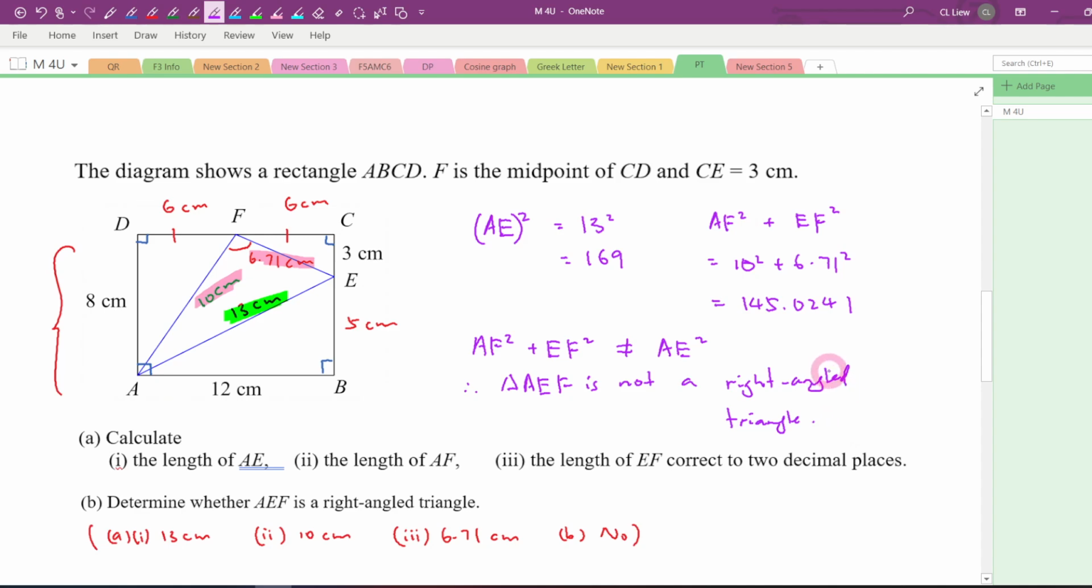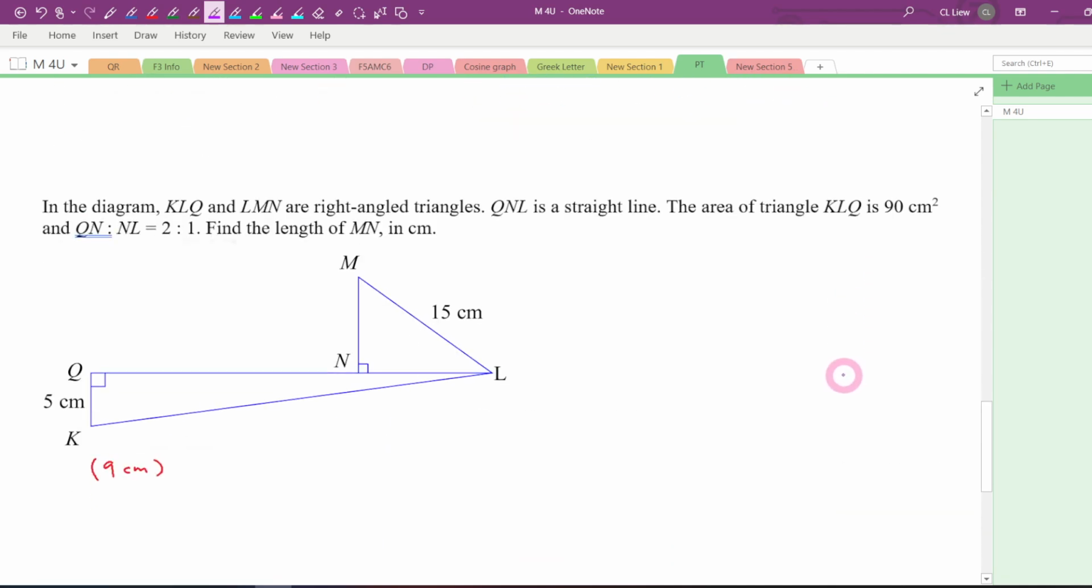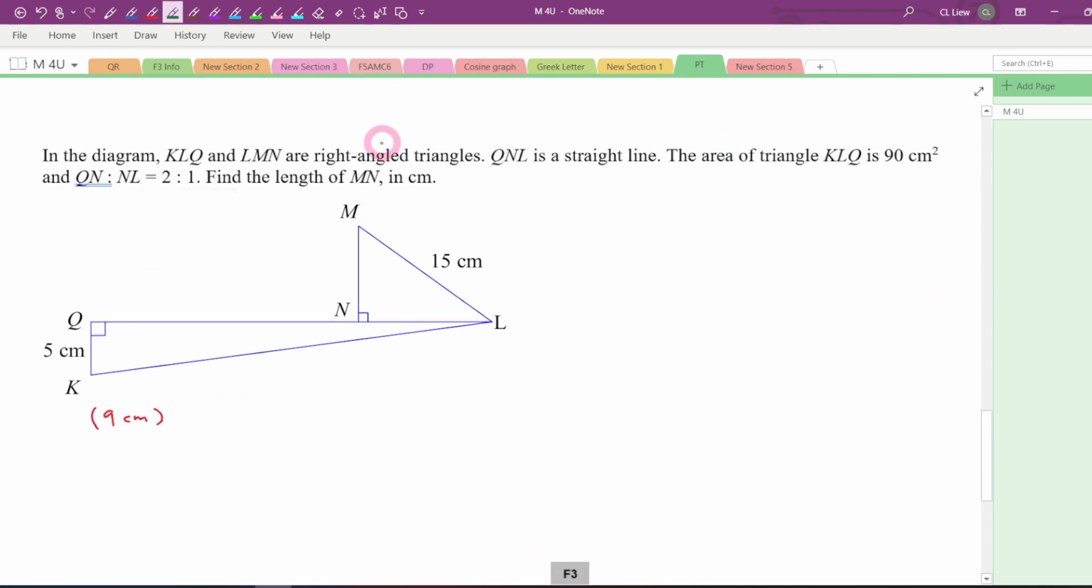Okay. Now let's try one more question. In the diagram, where is KLQ? Oh, sorry, over here. KLQ and LM are right angle triangles. Q, N and L is a straight line. The area of triangle KLQ is over here.